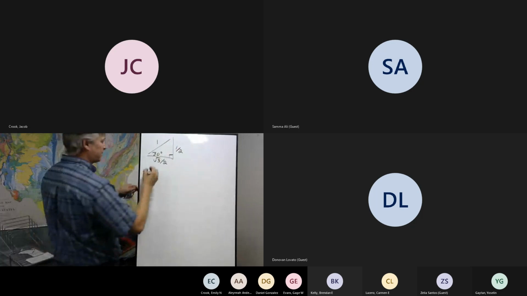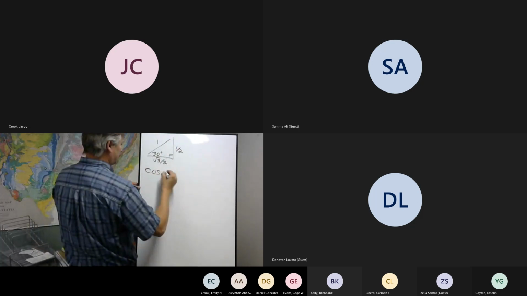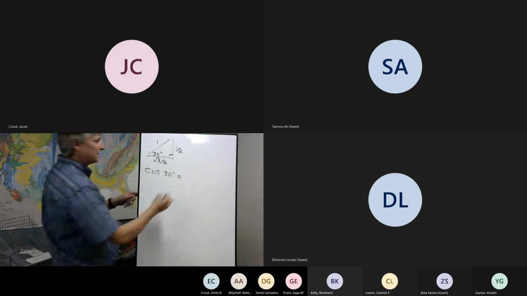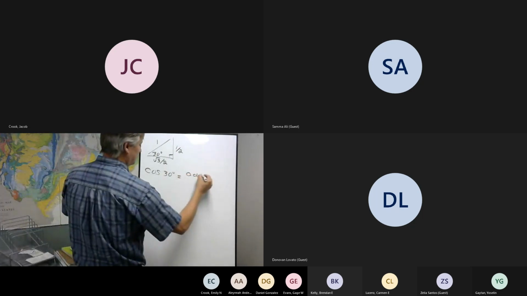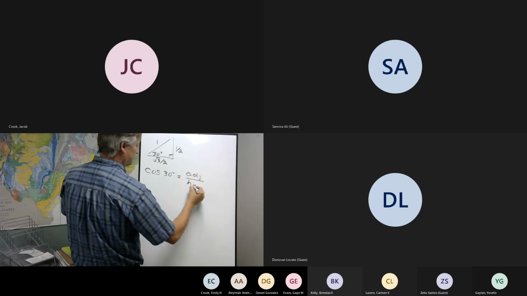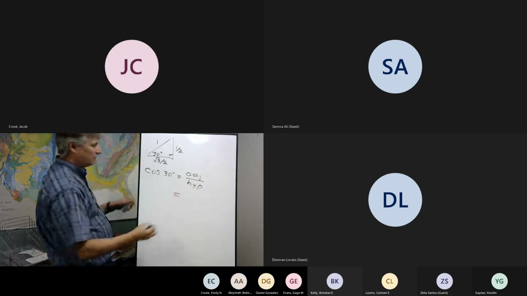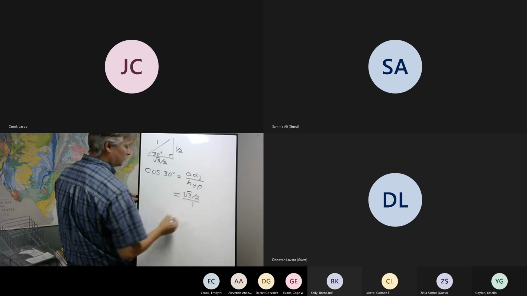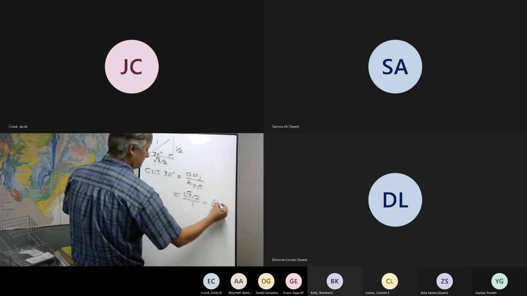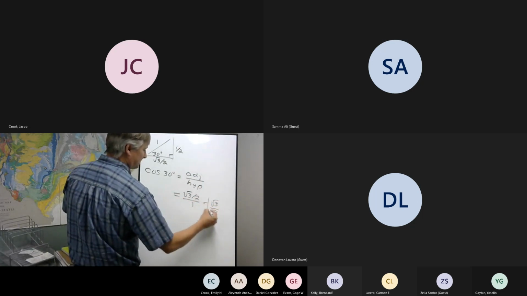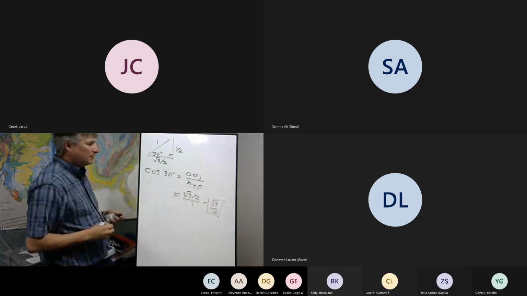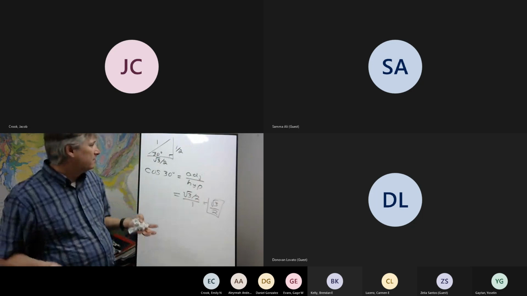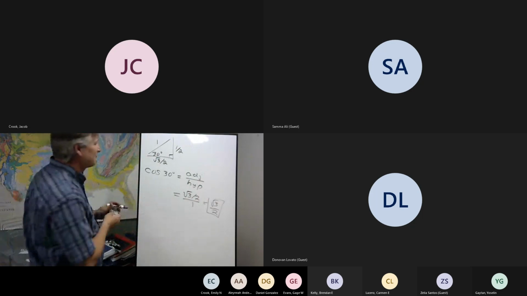now cosine of 30 degrees. Well, that's adjacent over hypotenuse, or rad 3 over 2 over 1, or rad 3 over 2. So that's how we get the cosine of 30 degrees. So great, but let's get 15 degrees.